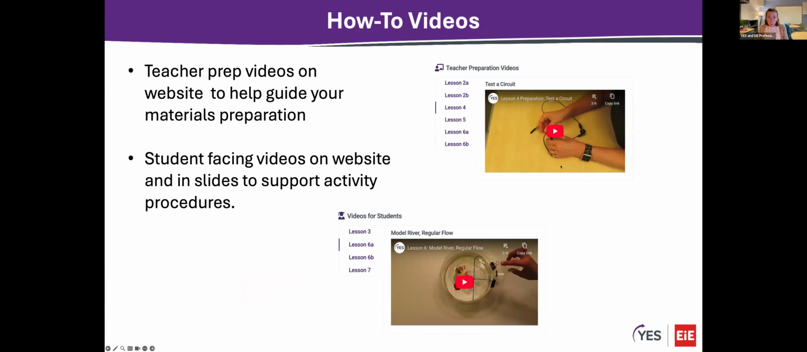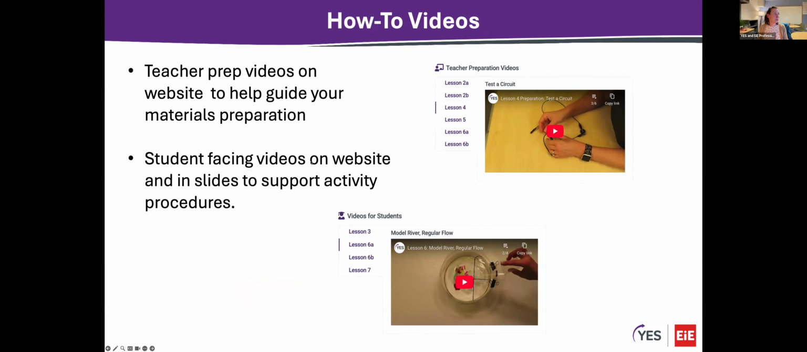To help you with that organization and with that prep, we have teacher prep videos that basically tell you, okay, this is how you set up a circuit, and this is how you would test. This would be for our safety vests unit. You can see most of the lessons have teacher preparation videos that help guide you: how do I set this up? How do I do this one?